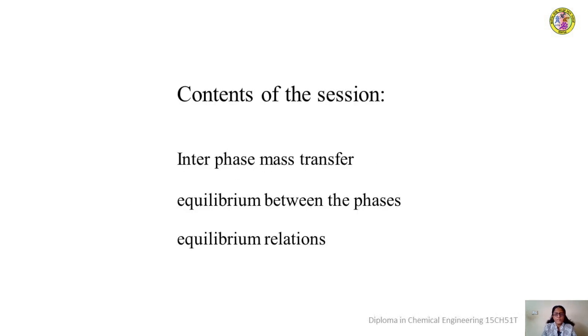For the contents of this session, I've taken up three important topics to discuss today. We are taking up the process of interface mass transfer as the main topic. We will also be discussing how an equilibrium state exists in an interface mass transfer process and how to get the relationship for an equilibrium state, and also the mechanism of interface mass transfer proposed by Whitman's two-film theory.